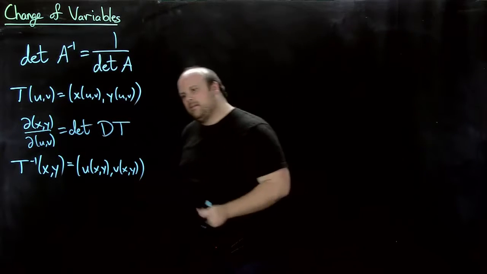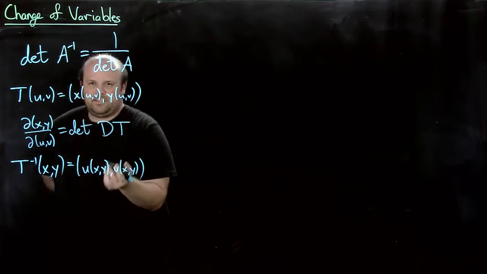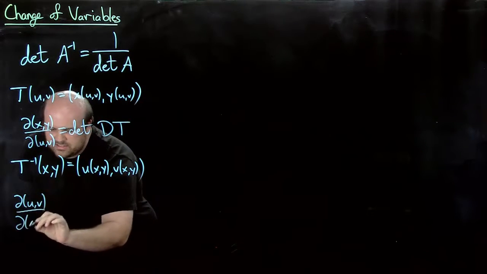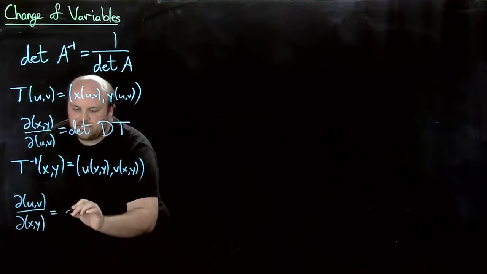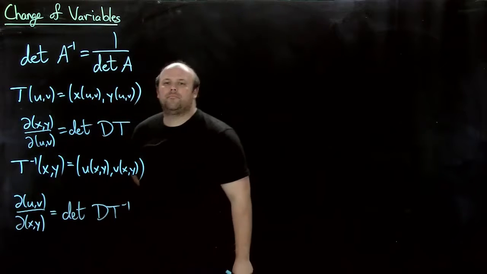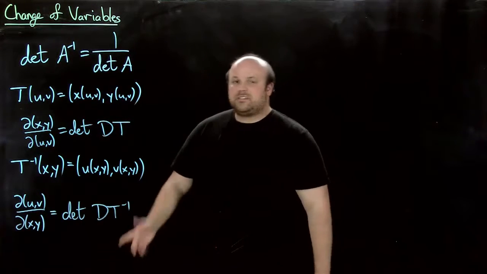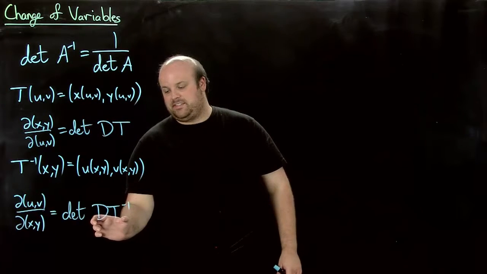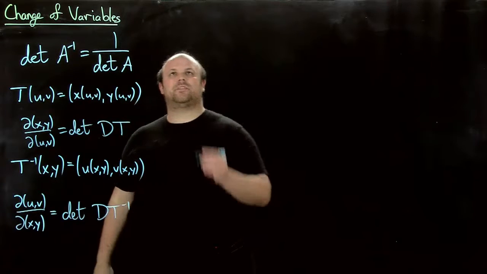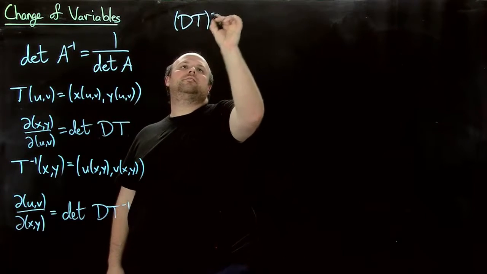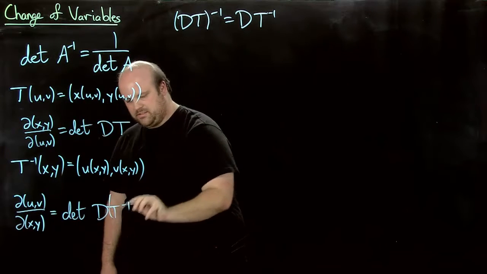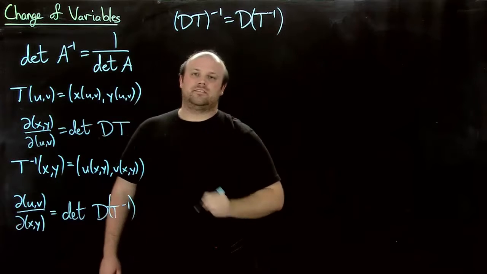All right. And then here you might not be too surprised to see that the Jacobian d(u,v)/d(x,y) is the determinant of DT inverse. What you also might not be surprised about is that this matrix is the inverse of this matrix, right? DT inverse is (DT) inverse, right? Maybe it's more instructive to put some parentheses around this.